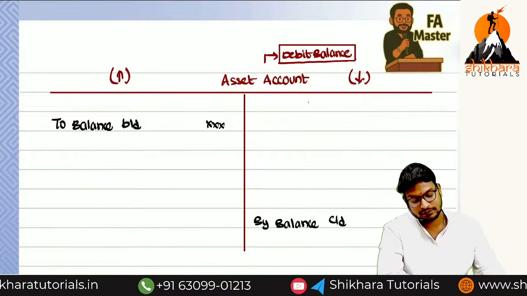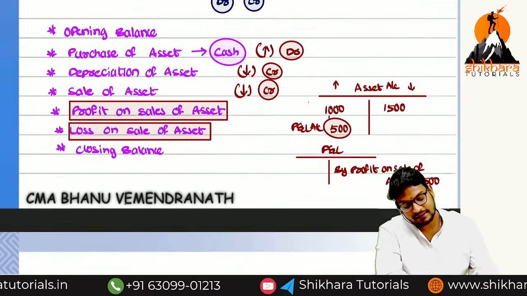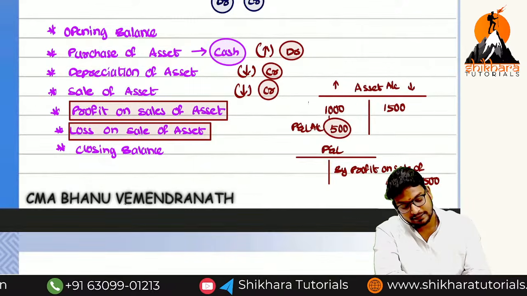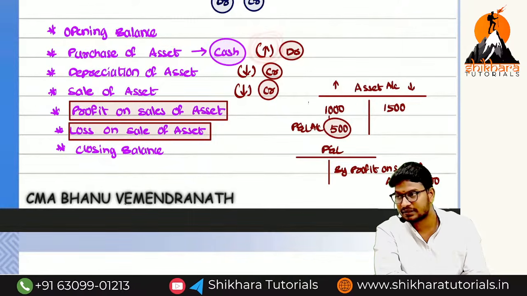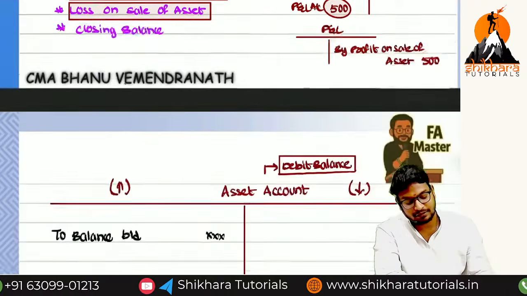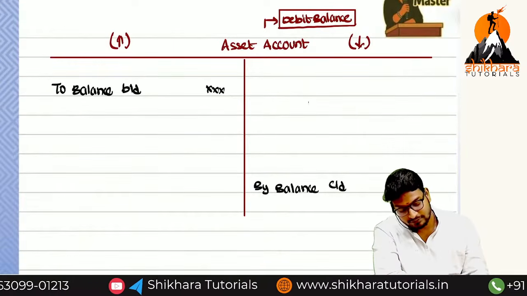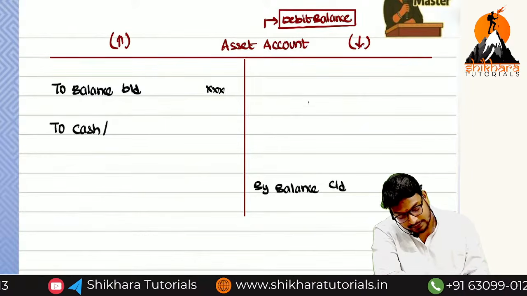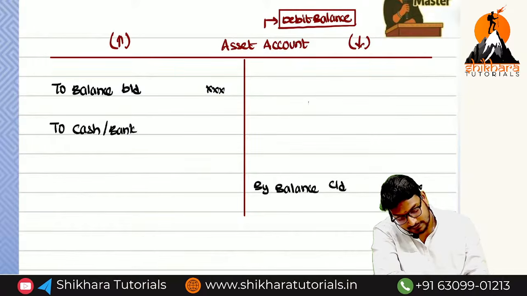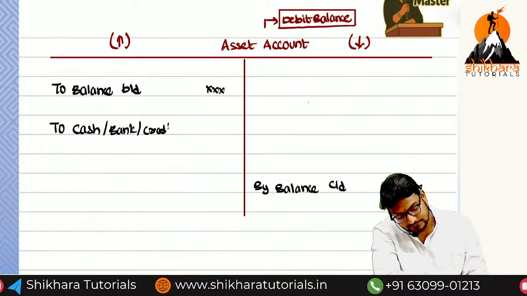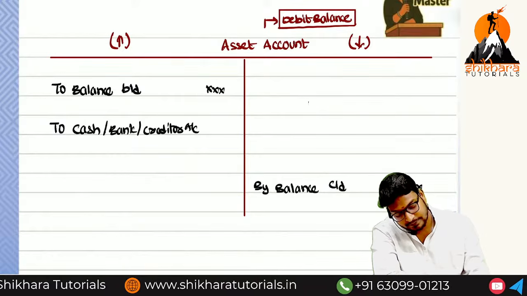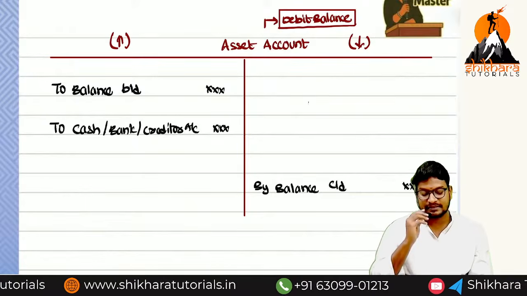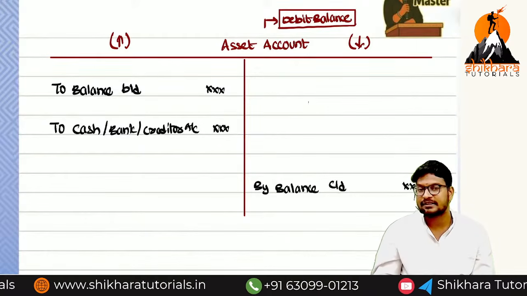Okay, next. So what is the next transaction? Purchase of asset or sale of asset? Purchase of asset. If the purchase of asset comes into the picture, does it increase or decrease? Increases because it comes in. Which side do we have to record? Debit side. So with the name of what do we have to record? To cash or bank or creditor. If it is a cash purchase, cash or bank. If it is a credit purchase, creditor.